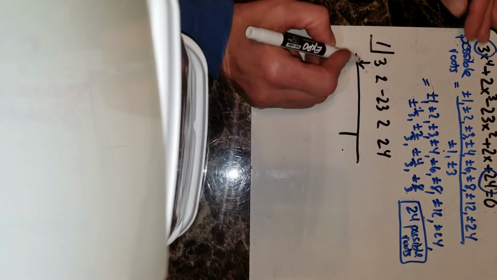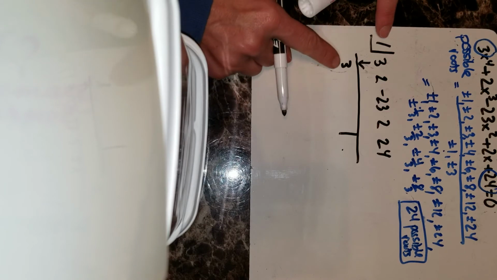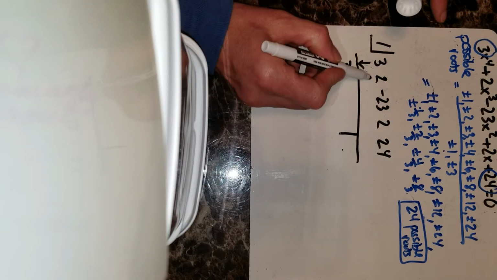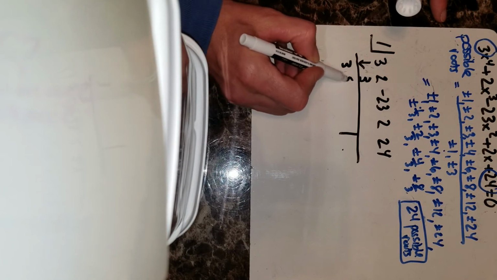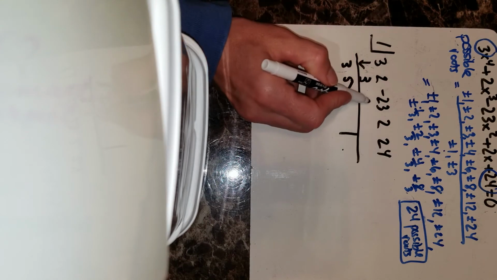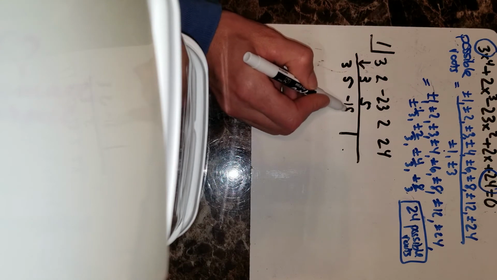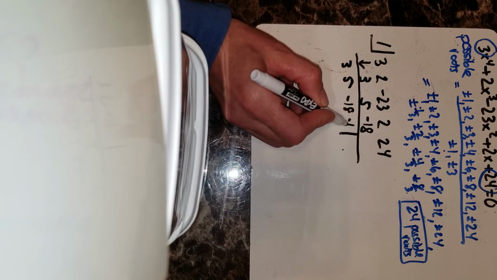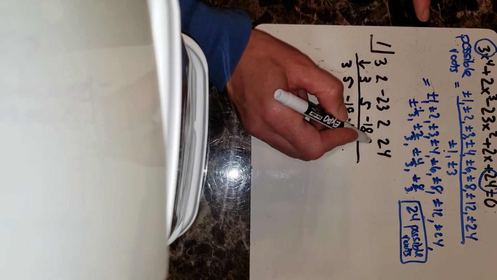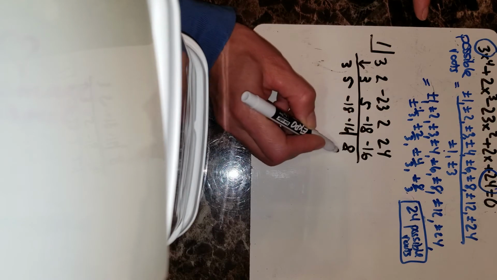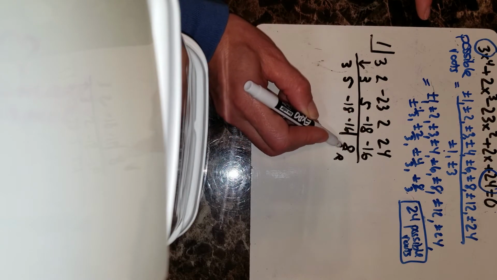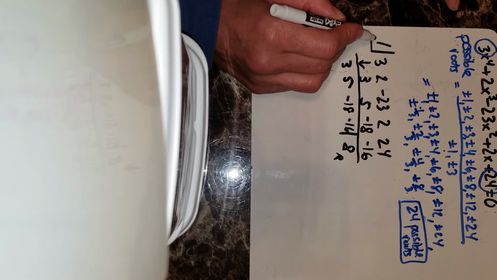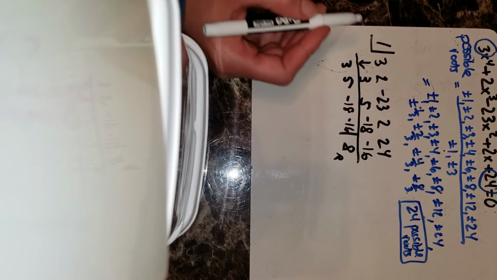Okay, so just bringing down the 3, and then times these two, that gives me 3. And then adding these two, which is 5, times 5, add negative 18, times negative 18, add negative 16, times negative 16, add 8. This is my remainder, and since this is not 0, that means positive 1 doesn't work. So I'm going to go through and try negative 1 now.